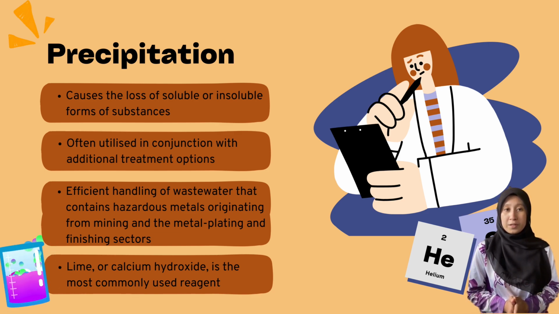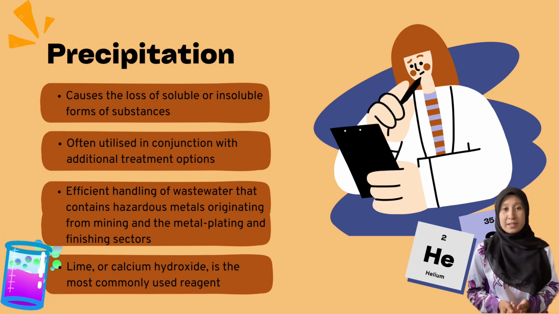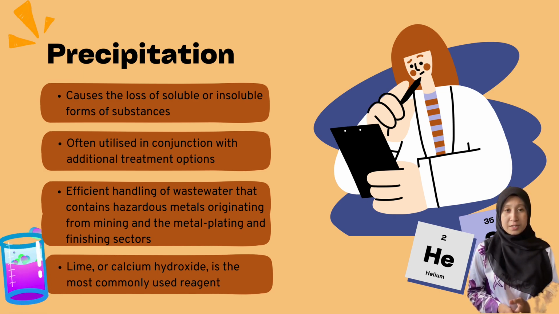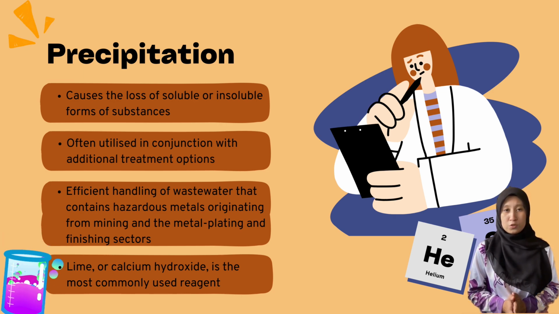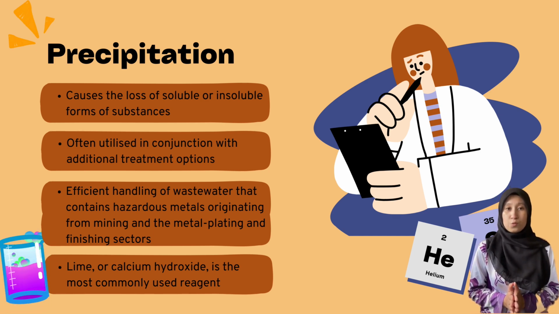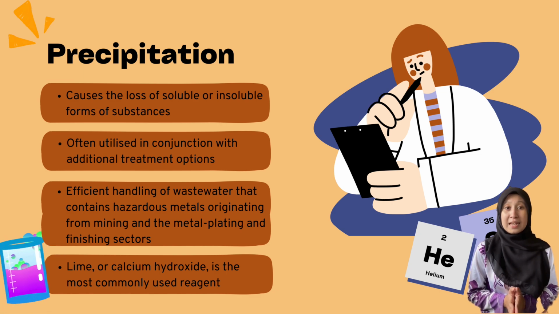These metals often originate from sectors like mining, where large quantities of metal-laden water need to be treated, or from metal plating and finishing industries, which produce wastewater rich in toxic metals. Lime or calcium hydroxide is the most commonly used reagent in the precipitation process. When added to wastewater, lime reacts with dissolved metals to form insoluble metal hydroxides. These hydroxides then precipitate out of the solution, forming solid particles that can be removed through sedimentation or filtration.